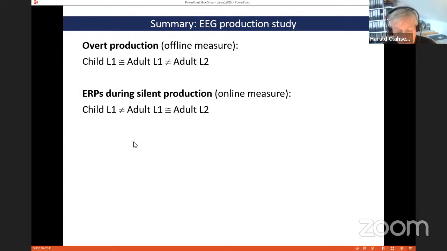When we look at the EEG data, on the other hand, we find a contrast between the children and the two groups of adults. With respect to the timing, all of them showed this enhanced negativity for regular plurals inside compounds, but this effect was much later in the children. This is what this does not equal sign refers to. It was much later than in the two adult groups. The two adult groups did not differ, and they had this effect very early.